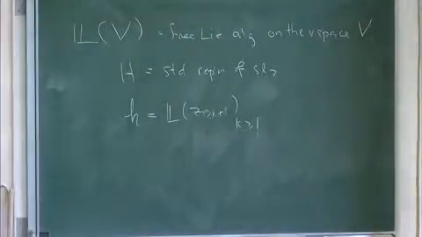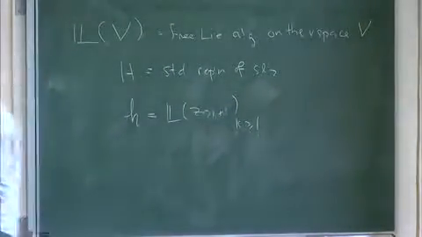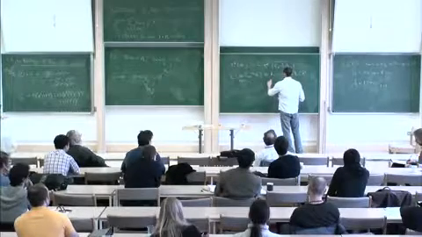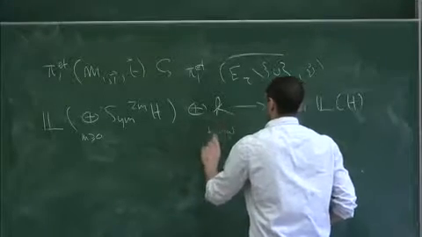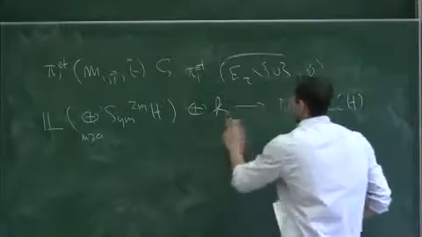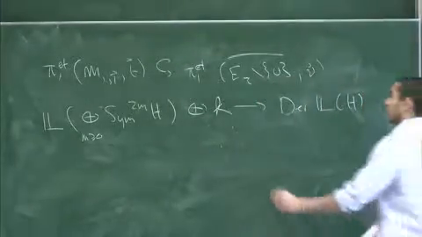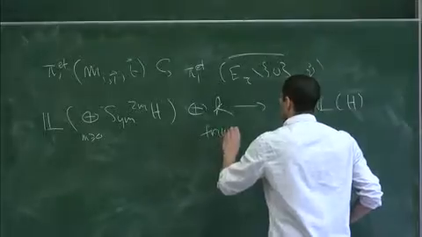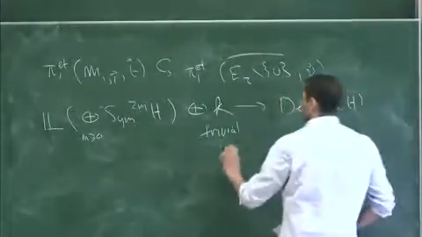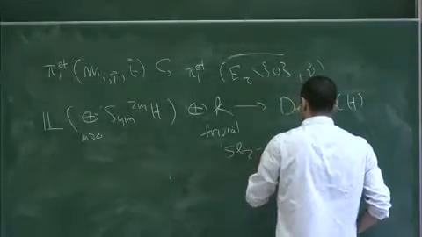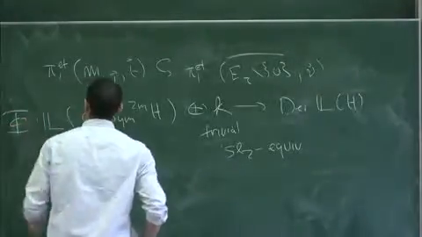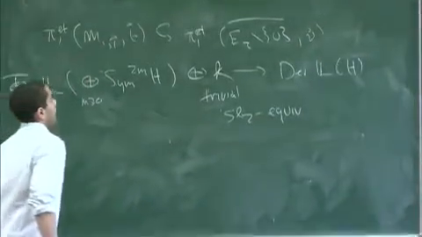So H is a representation of SL2. This is, of course, a representation of SL2. Think of K as a trivial representation of SL2. Trivial. And this map is an SL2-equivariant map, and I'm going to call it capital Phi.